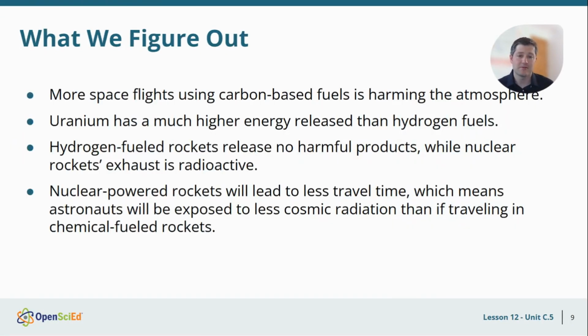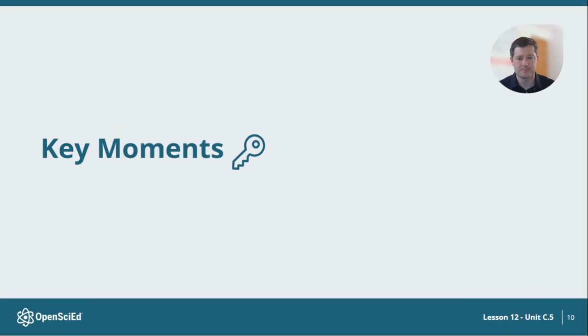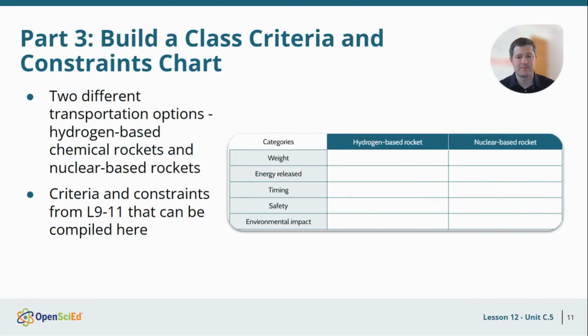So we figure out that more space flights using carbon-based fuels ultimately harms the atmosphere, as well as several ideas around criteria and constraints, and trade-offs related to uranium and hydrogen chemical fuel for rockets. Let's talk about some key moments in this lesson.